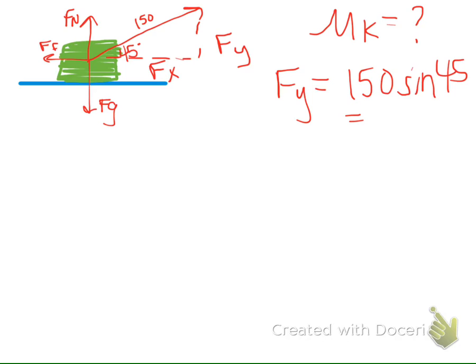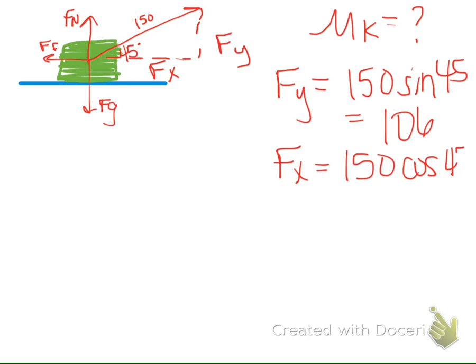What'd you get? 106. Yep. Why is it the same for both of them? Exactly, because it's a 45-degree angle. So for x, we're going to use cosine 45. We're going to get the same thing because it's a 45-degree angle.